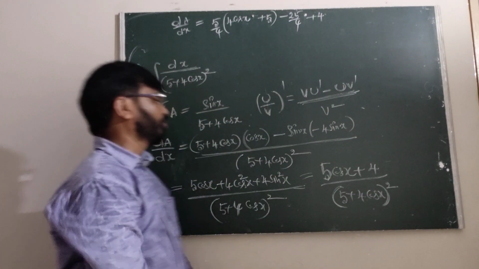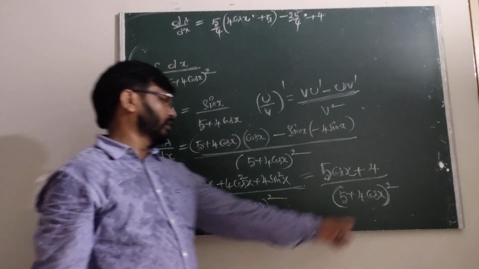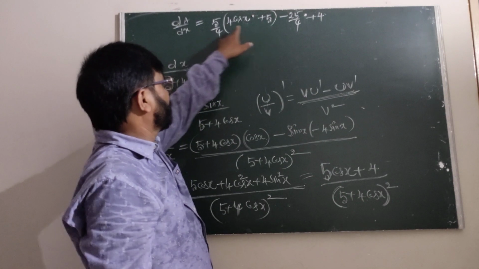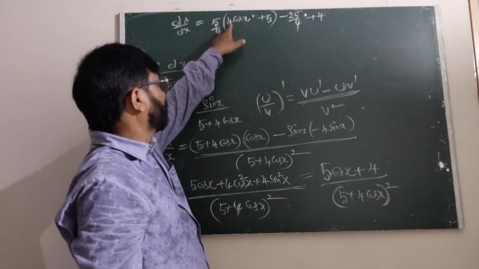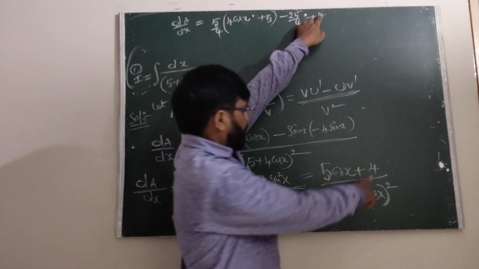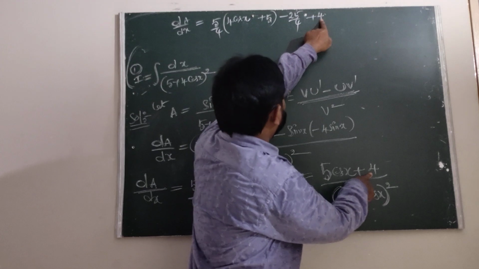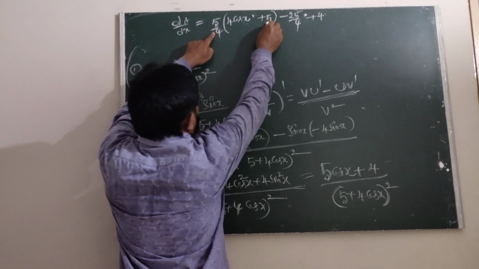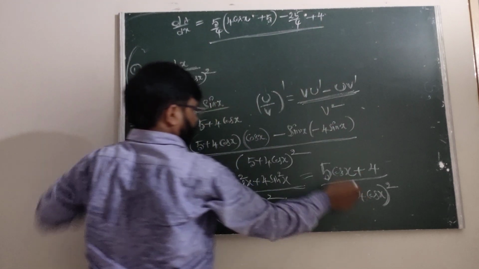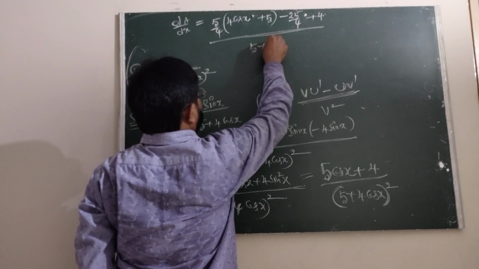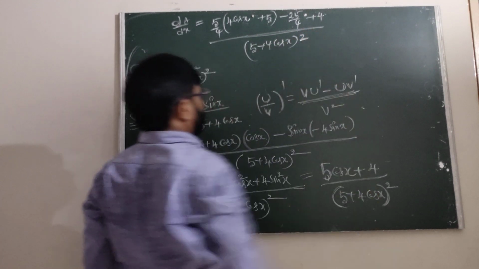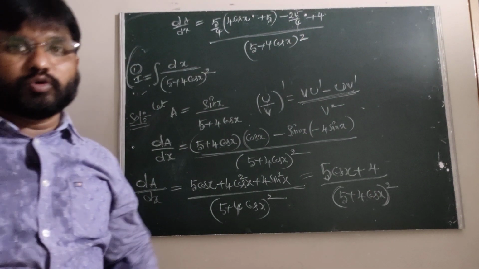Is it clear how to write this one? You can write 4 cos x plus 5, that means into 4 by 4, these cancel, 5 into cos x, 5 cos x. Then plus 4 is there. Therefore minus 25 by 4 upon (5 plus 4 cos x) whole square.